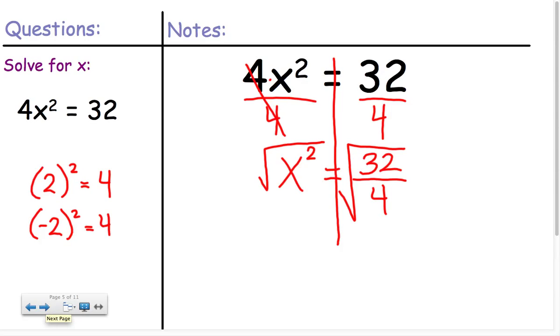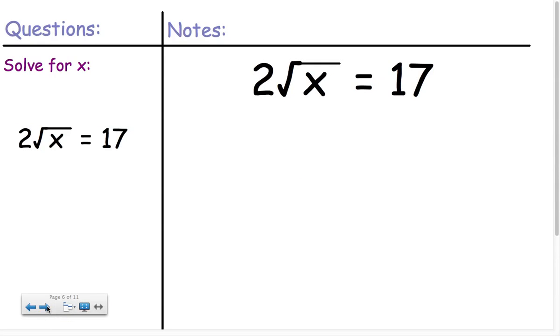So that means that this answer can be positive or negative, 32 over 4. That's a new concept that we haven't really talked about yet. But the positive square root of 32 over 4 or the negative square root of 32 over 4 would both be solutions to this.